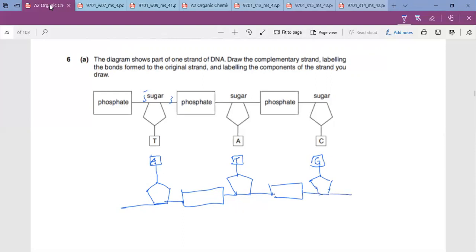It says here, draw the complementary strand, labeling the bonds. A to T, how many hydrogen bonds? 2 hydrogen bonds. Here 2 also. And how many here? 3. 3 hydrogen bonds.